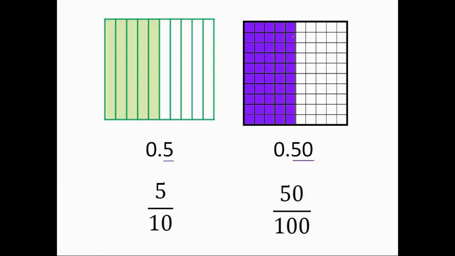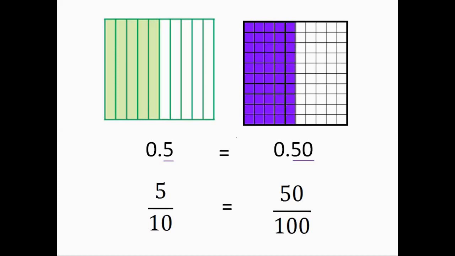Now when you compare the quantity, 0.5 refers to 5 columns. Similarly 0.50 also refers to 5 columns. So both sides we have only 5 columns. Both of them are representing half of the quantity. So it means 0.5 is equal to 0.50. Both of them are the same, so both of them are equivalent decimals.